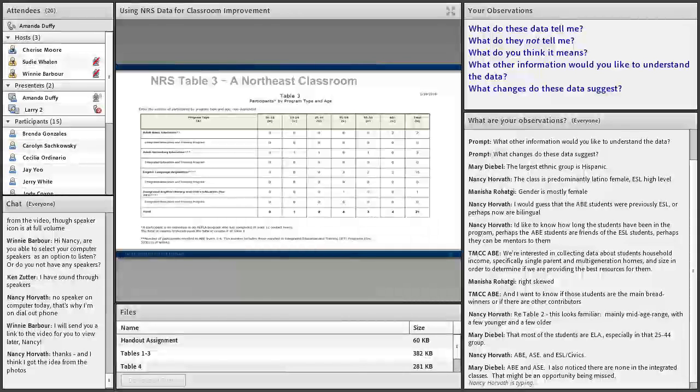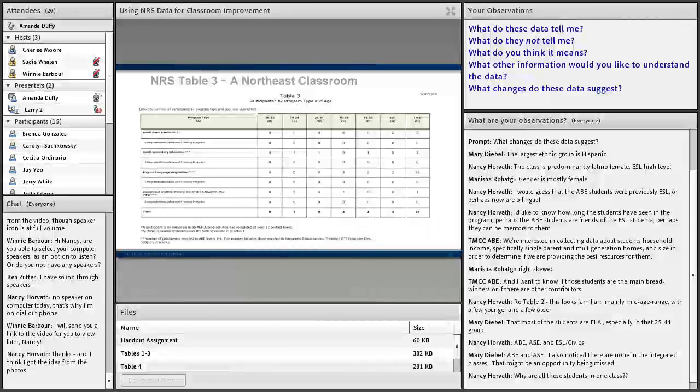Mary says she also noticed that there are none in the integrated classrooms, and that's a great observation because that might be an opportunity that's being missed. And Nancy says, why are all these students in one class? Right, and that's the point. Nancy, I have no idea, but this is actual classroom data, so I'm glad we're asking these questions and looking at it as classroom teachers, because this is really going to impact how the class is structured, and it's going to make the teacher's job very difficult, but it also has the potential to detract from learning for all students.